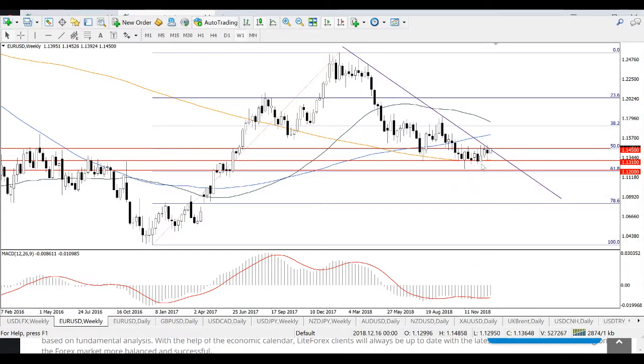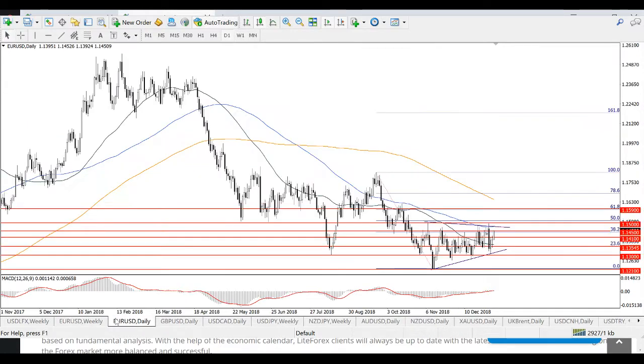On the Euro dollar weekly chart, we can see that not much has actually changed. Once again, Euro dollar is remaining in a tight sideways range between 1.1310 on the downside and 1.1450 on the upside. The pair is currently pushing to the upper border of this range, and if it succeeds to get higher, the natural level to look at will be the psychological level of 1.15. It's rather close. The moving average is located at 1.16, so this is the level to consider as well.